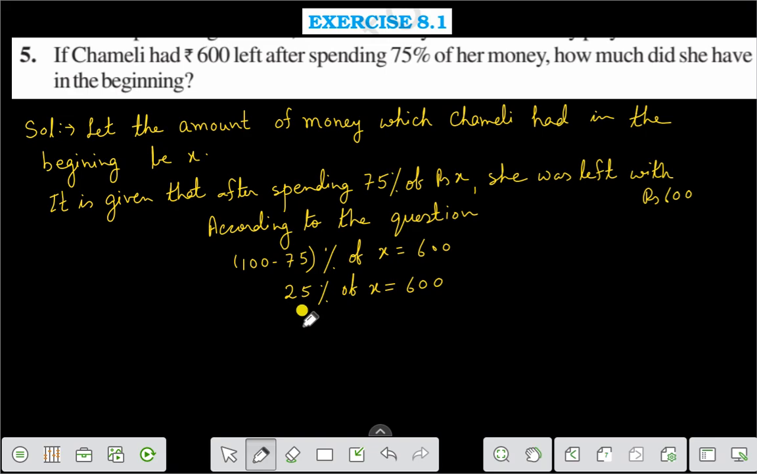Therefore, 25 by 100 into x is equal to 600, or the value of x can be found out as x is equal to 600 into 100 divided by 25.